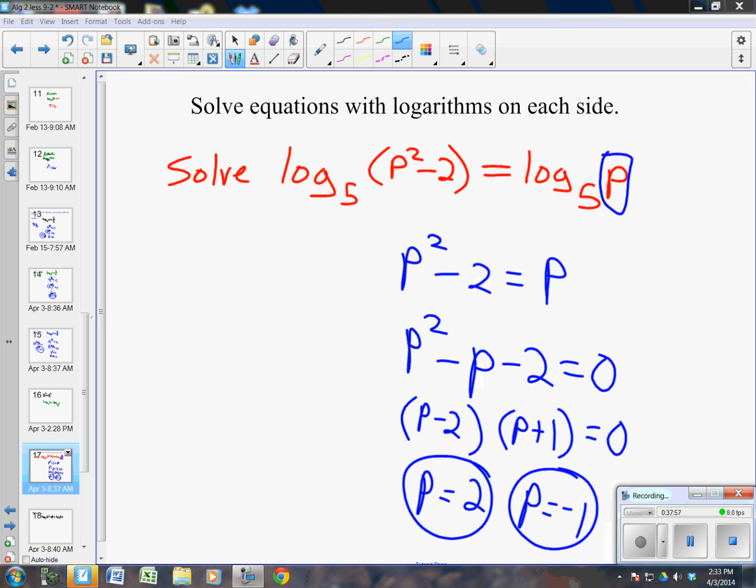So anyway, one of these is extraneous. Which one? The negative one. Remember, if I put -1 in for this p right here, this number has to be greater than 0. So -1 is extraneous. 2 is the only number that works.